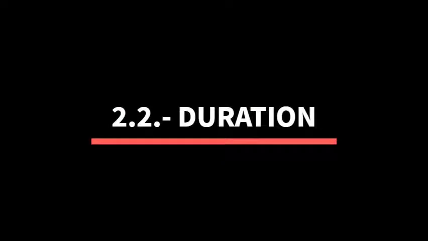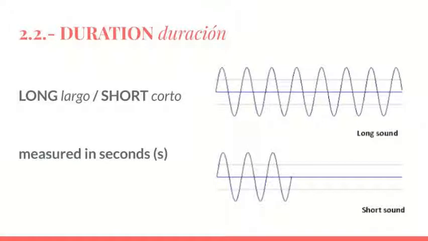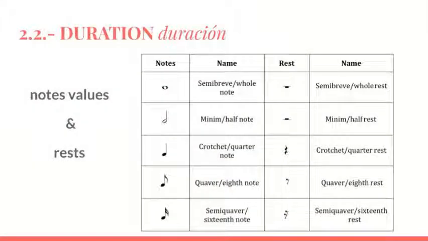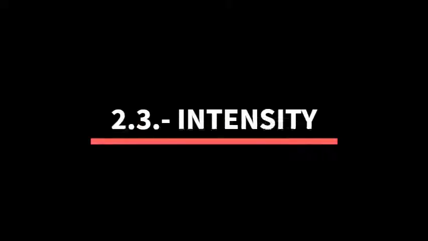2.2. Duration. This is the characteristic of sound that tells us the difference between a short sound and a long sound. It is measured in seconds. In music, we represent sound duration with note values and silence with rests.